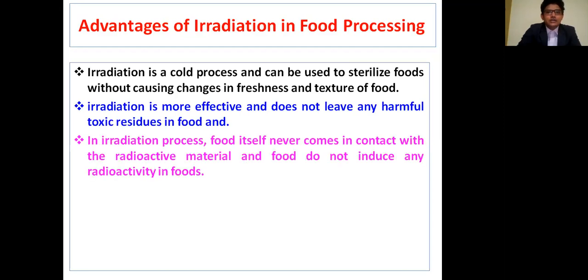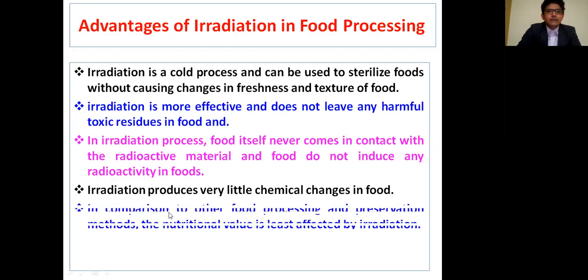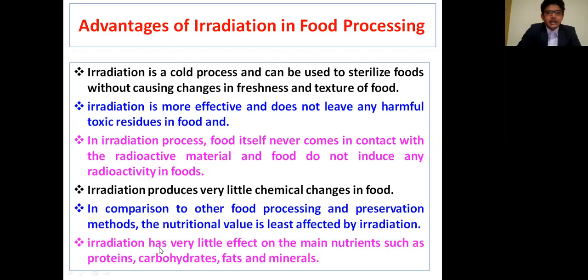In the irradiation process, food itself never comes in contact with the radioactive material and does not induce any radioactivity in the food. Irradiation produces very little chemical change in food. In comparison to other food processing and preservation methods, the nutritional value is less affected by irradiation. Irradiation has very little effect on the main nutrients such as proteins, carbohydrates, fats and minerals.